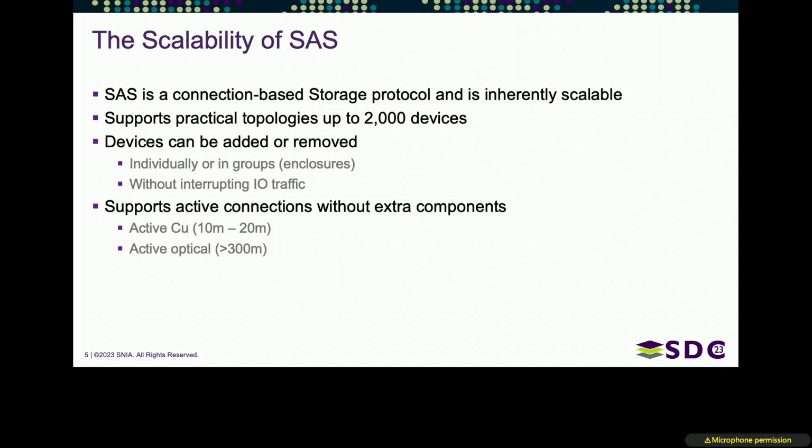Another aspect of scalability is distance. SAS supports active cables, both active copper and active optical. The active optical cables give you distances well in excess of 100 meters. And therefore, SAS does a great job inside the rack, rack to rack, and then also within a campus.